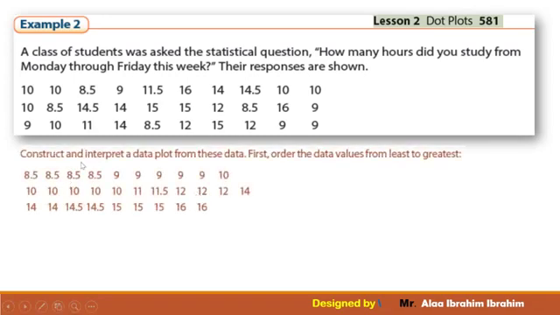So I construct and interpret a data plot from this data. First, order the data values from least to greatest, like this one: 8.5, 8.5, 8.5, 9, 9, 9. I have to arrange all of them and try to count well. I have to check how many values I have. We have many ways. We have the traditional way, where we have to count, or you can make 3 here and 10 here. So 3 and 1, 2, 3, 4, 5, 6, 7, 8, 9, 10. So 3 times 10, 30.